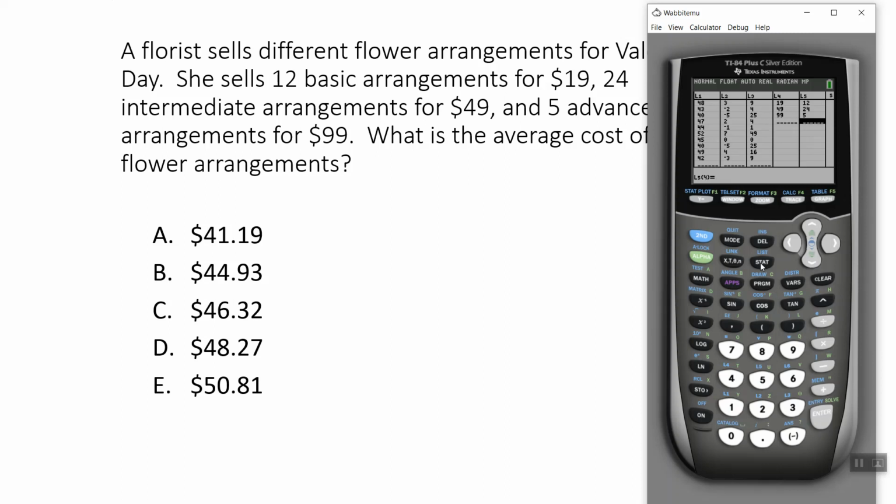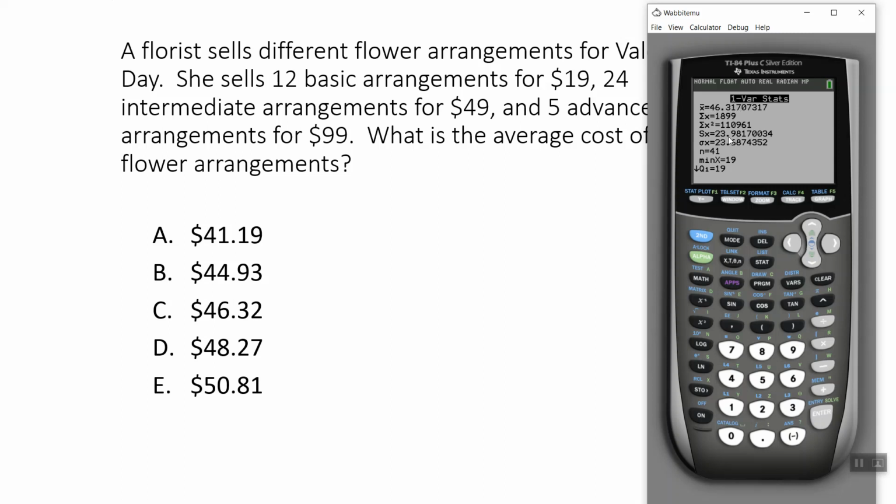Now we're going to one variable stats, so we're going to get out of this. Second quit. Stat, calculate, one variable stats. All right, we still have L4 and L5 as our two lists. And we're going to calculate. And then the average price is $46.31 or 32 cents is what that will round to.